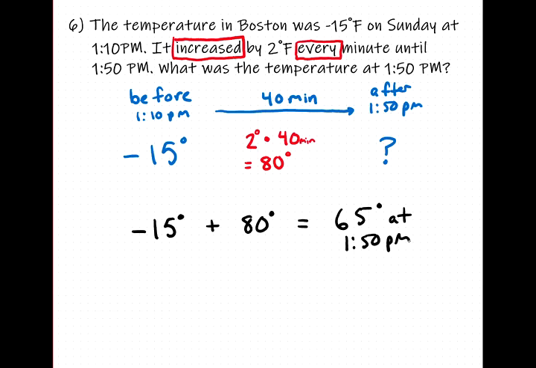1:50 p.m. We didn't necessarily need to use algebra here in this problem because we were given all of the numbers that we needed to work with. Remember, algebra means we're using a variable to represent an unknown number. But here we knew all the numbers. The only thing we were looking for was the final answer, so we didn't have to work with that. That was the 65 degrees that we were looking for.